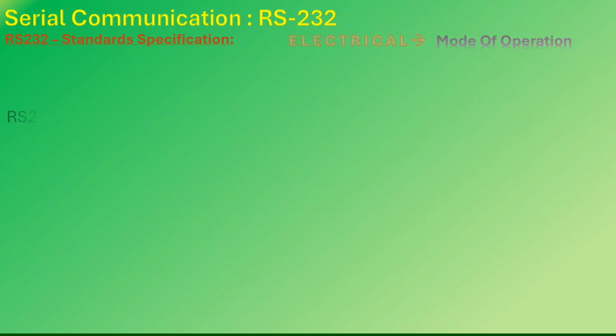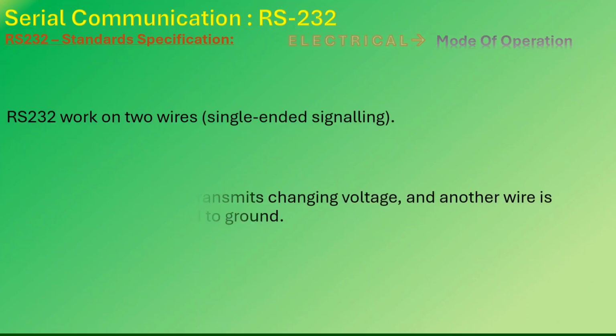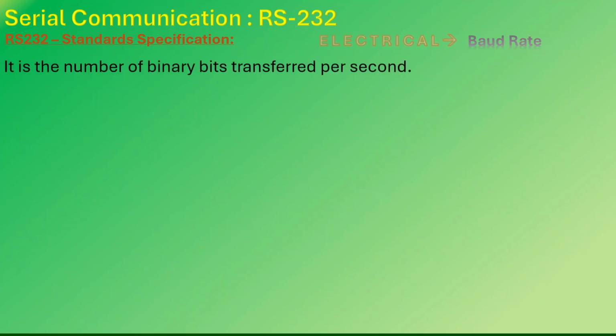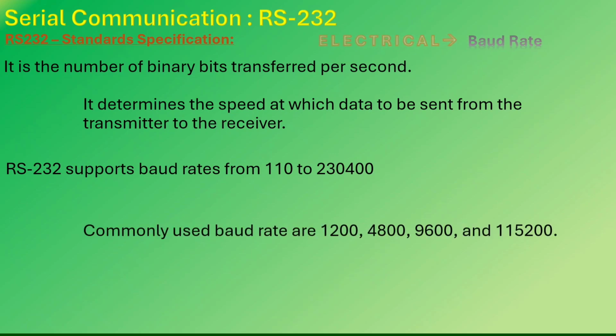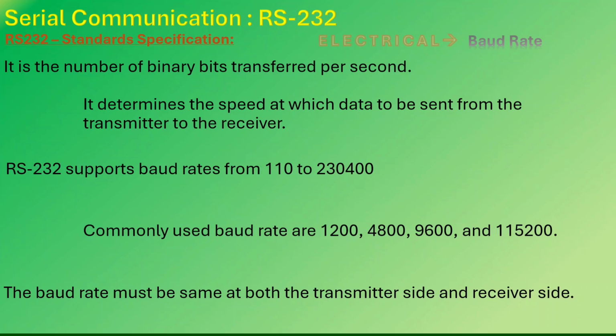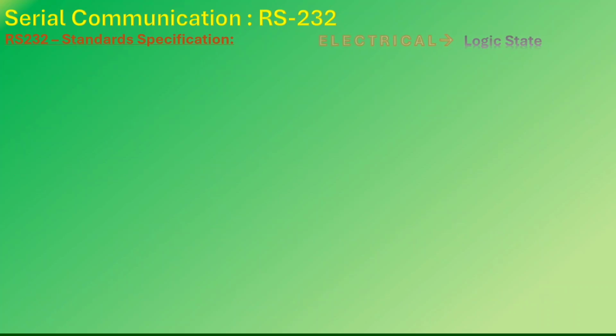RS-232 works on two wires. One wire transmits changing voltage and another wire is ground. Baud rate is the number of binary bits transferred. Commonly used baud rates are 1200, 4800, 9600, and 115200. The baud rate must be the same at both sides.